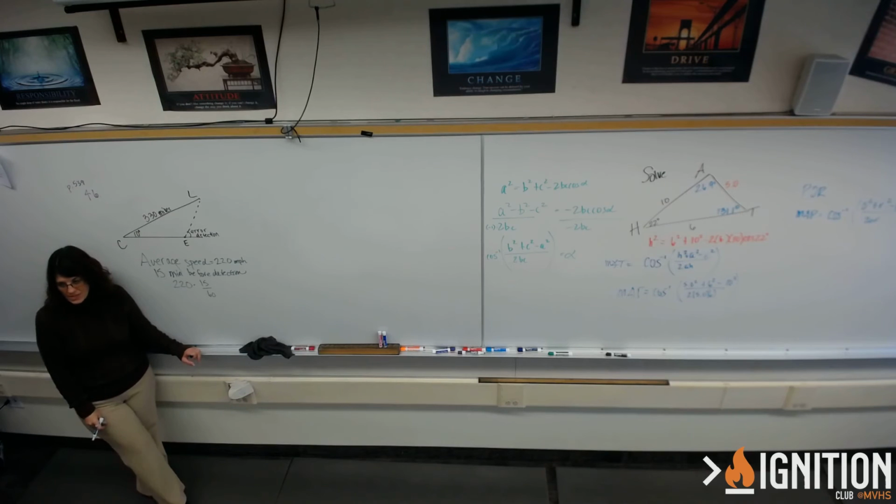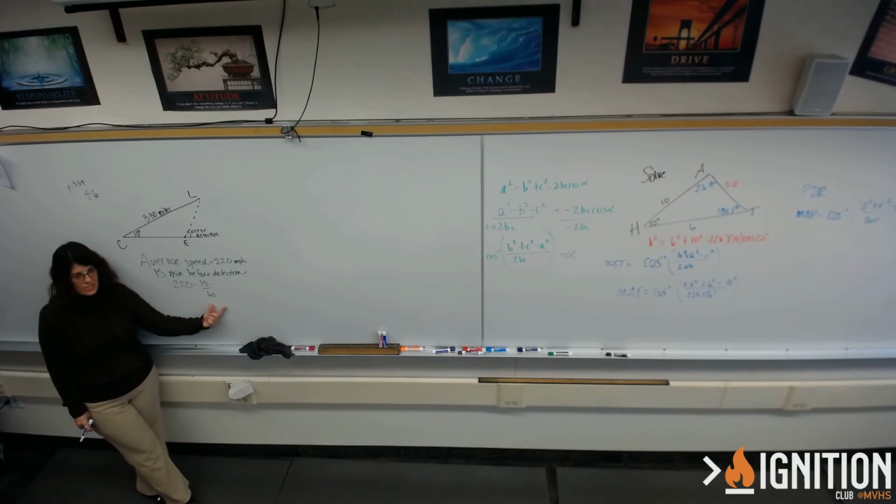Distance equals rate times time. Here's your rate, miles per hour, so the time is 15 over 60. Your rate, 220 miles an hour, times the time, which is 1/4. What's 220 times 1/4? 55.